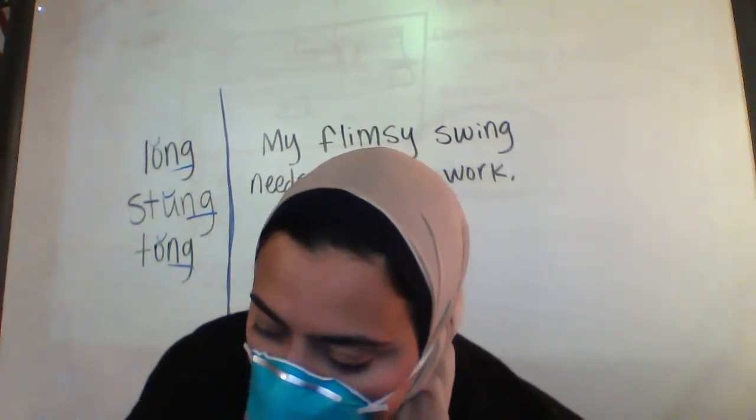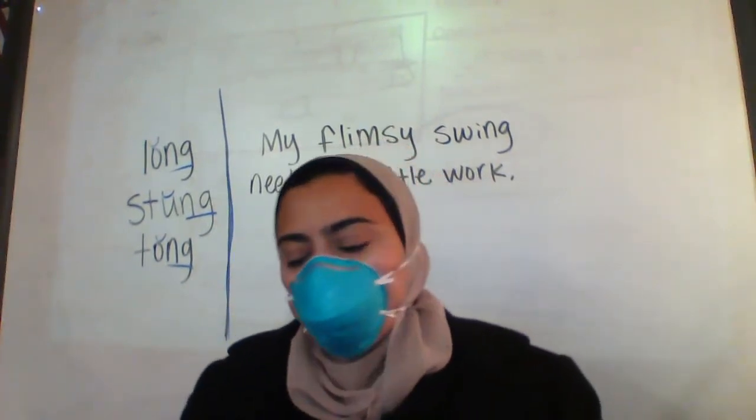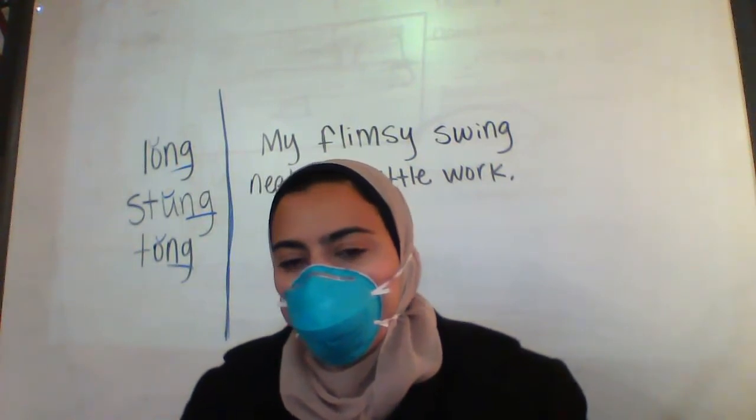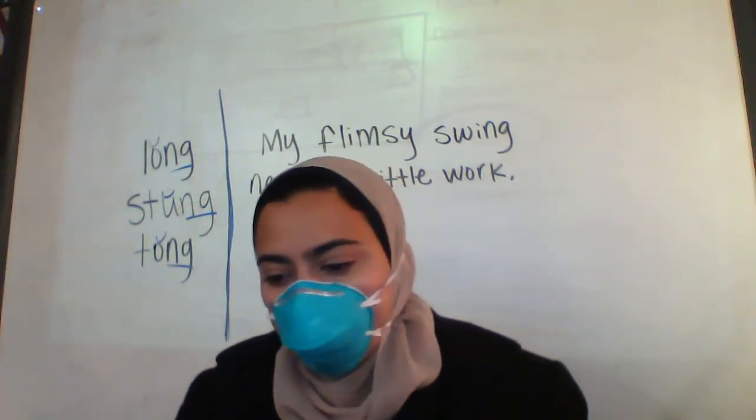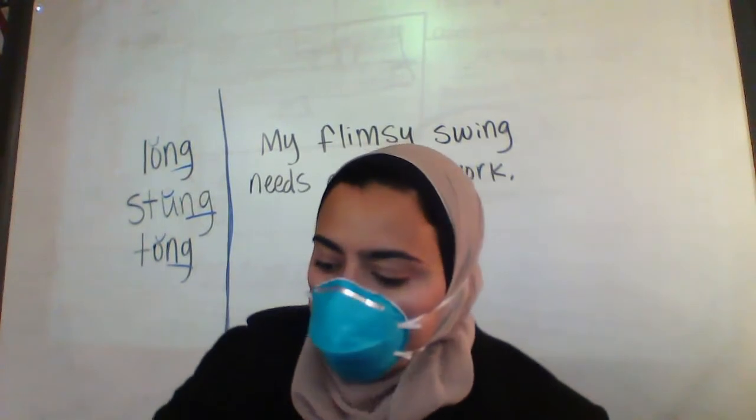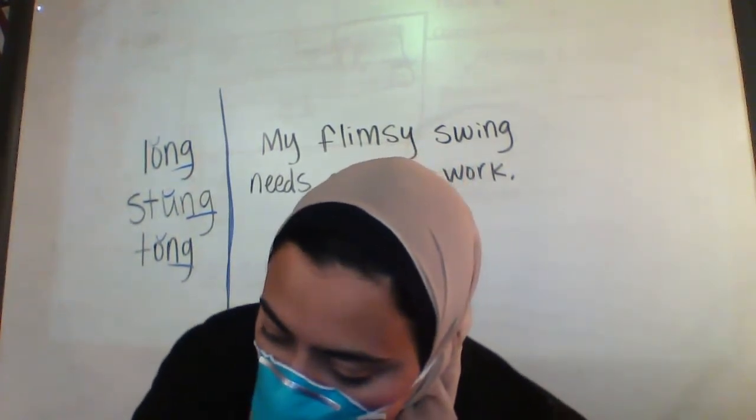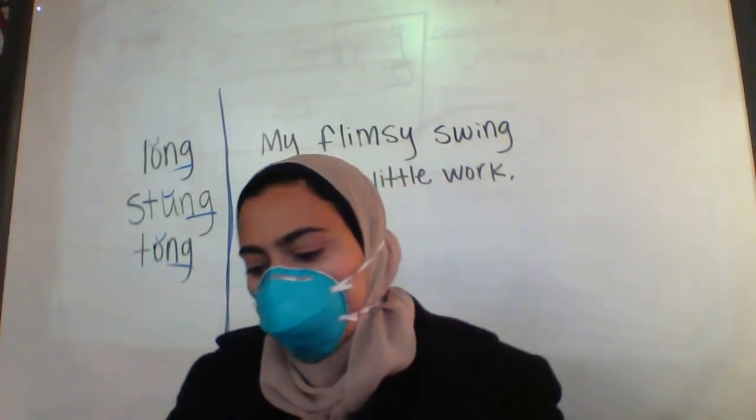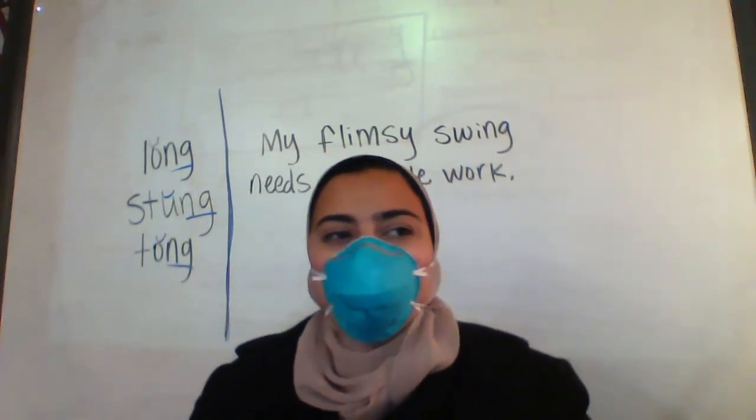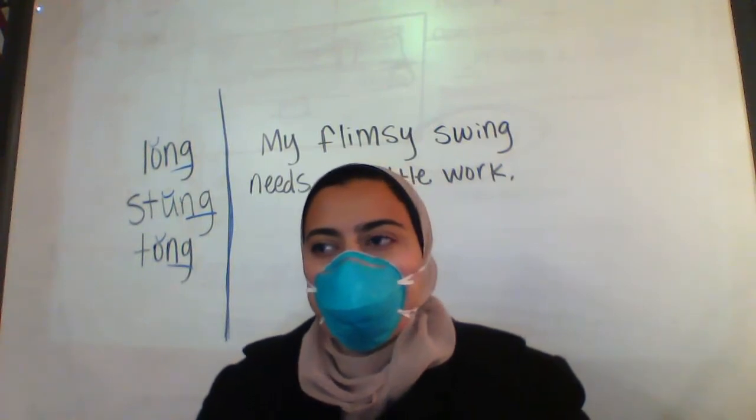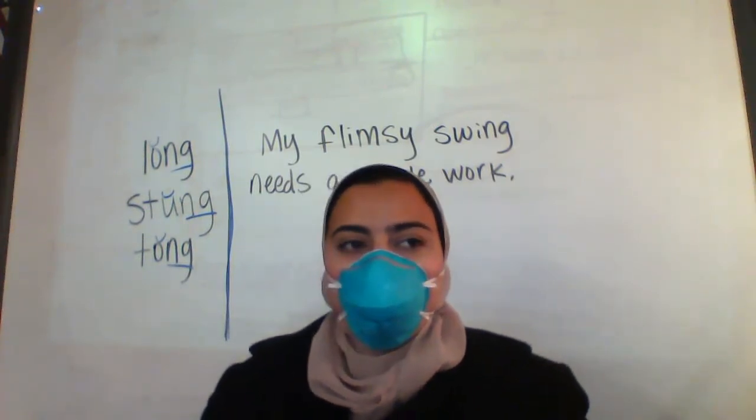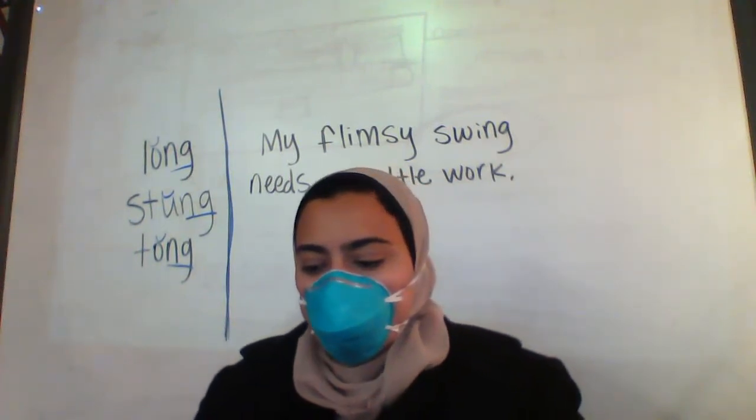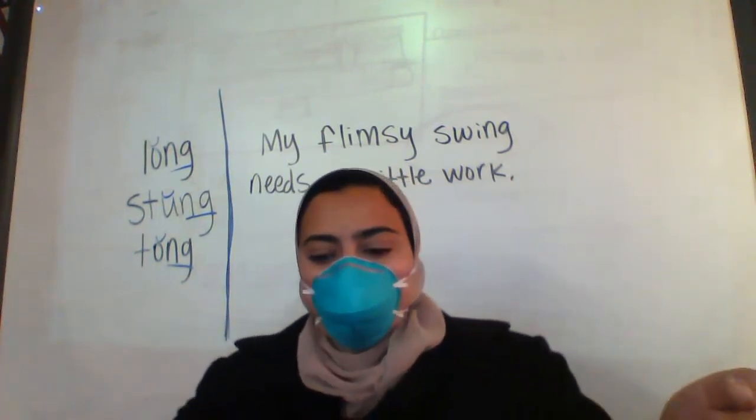Next to number three, write the word bring. Bring. How do we spell bring, class? B-R-I-N-G. Good. Next to number four, write the word strong. Strong. How do you spell strong, class? S-T-R-O-N-G. Strong. Very good. Okay, let me see your paper.